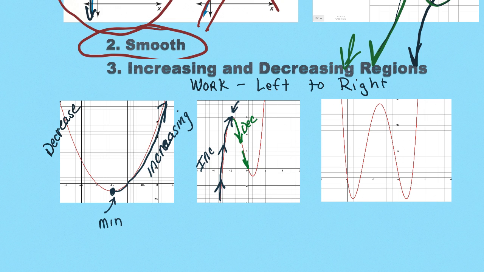And then I'm going back, hit a local minimum. Then I start to go back up. And so now I'm increasing again. Okay, and so this one here, I start by going down, decreasing, then I'm going up, increasing, then I'm going down, decreasing, then I'm going up, increasing.